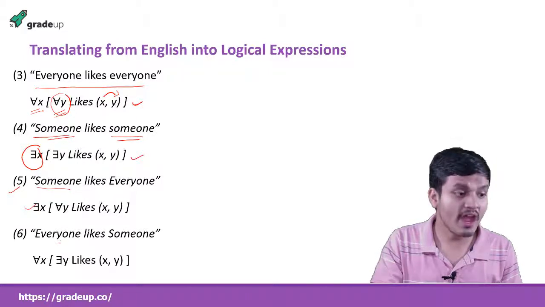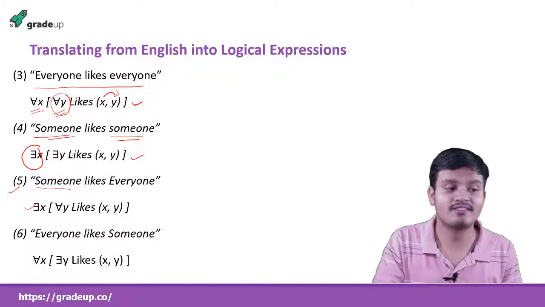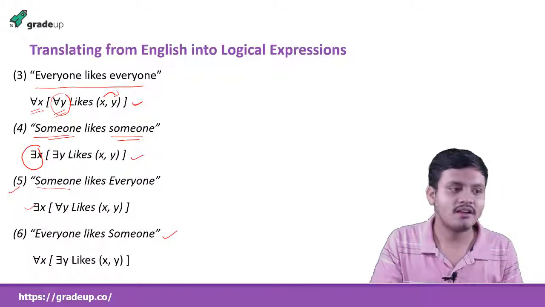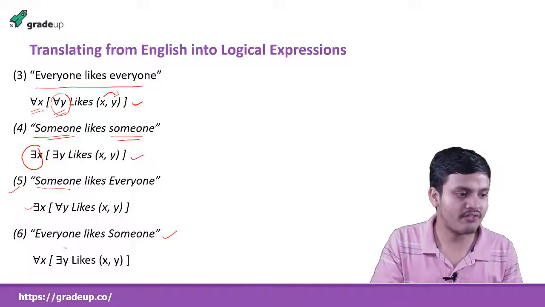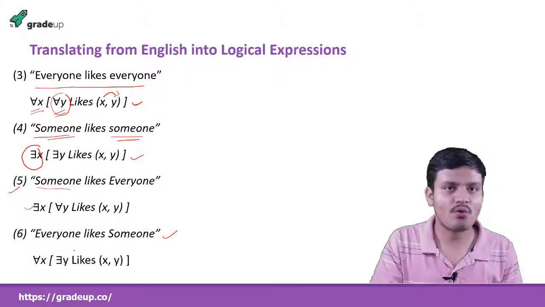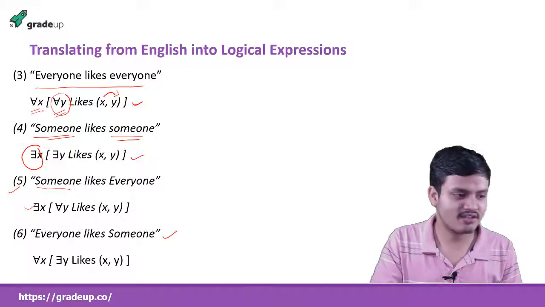Everyone likes someone. Understand the statement. Every statement is different from each other. You are seeing that everyone and someone are in all the statements, but no, every statement is different. So understand this statement. Everyone likes someone. So it is true, we all like someone. For all x, there exists a y such that x likes y. This is the translation of that statement.